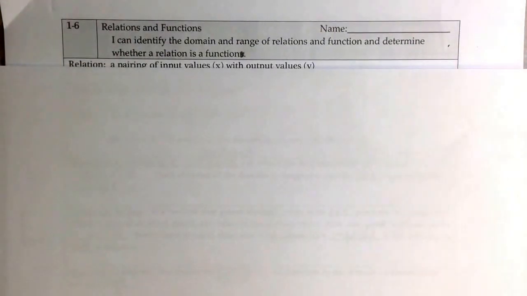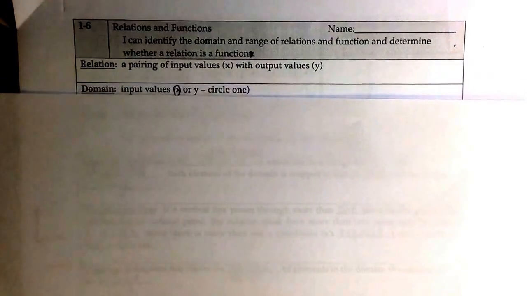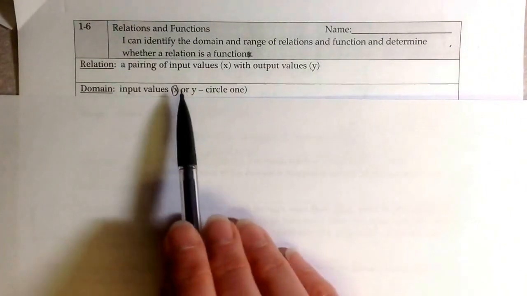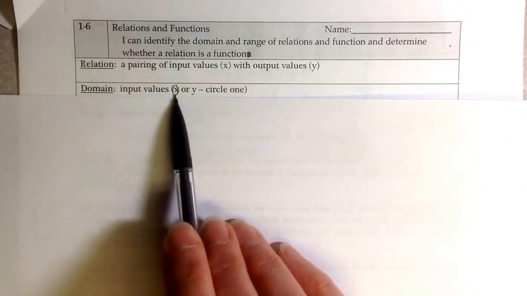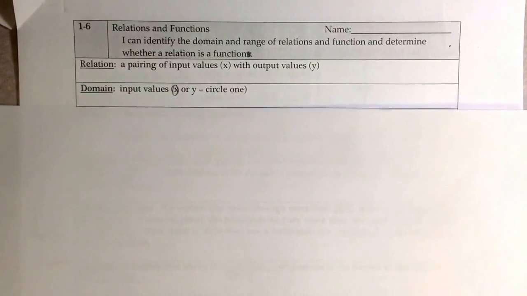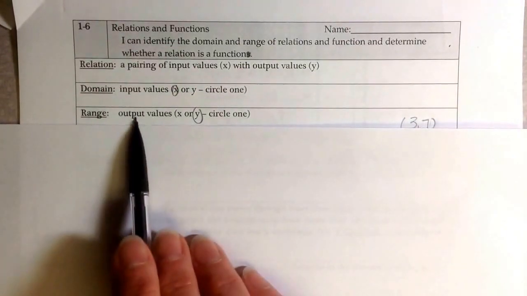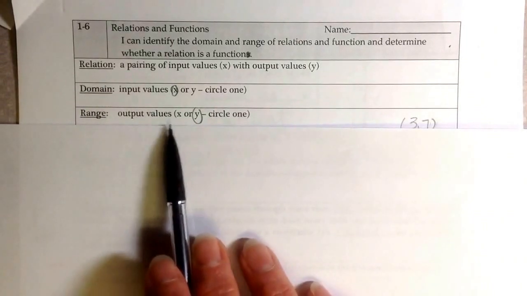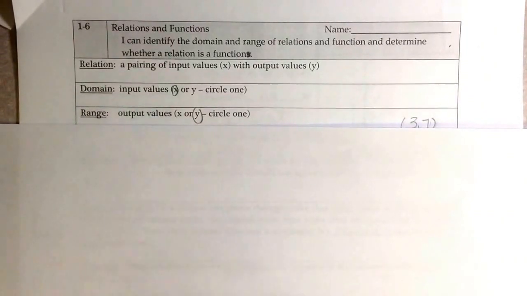All right, let's look at some vocabulary words. A relation is a pairing of input values X with output values Y. So if we're looking at the domain, we're talking about just the input value, or X. If we're talking about the range, we're looking at the output value, what you get after you substitute the domain, or we're talking about the Y.